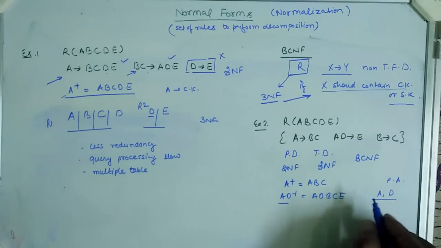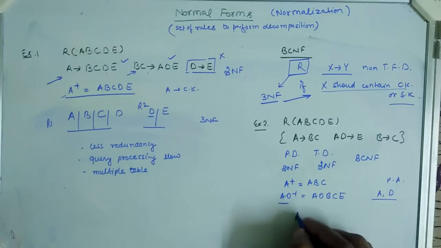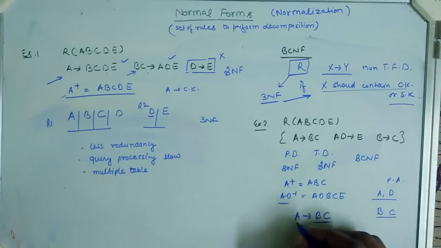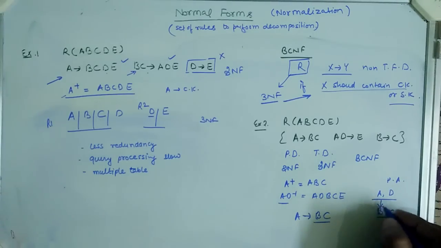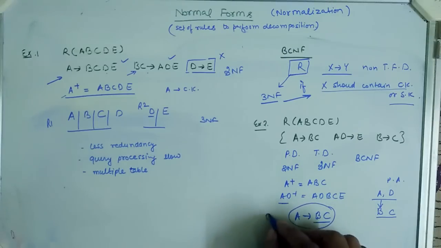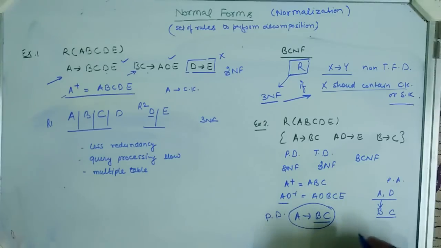A tends to BC is a functional dependency where BC is a non-prime attribute and A is a prime attribute. So we found a relationship from A to BC which contains a partial dependency. So the relation is not in 2NF. This will lead to the relation not being in 2NF.